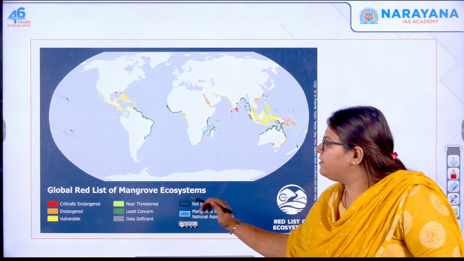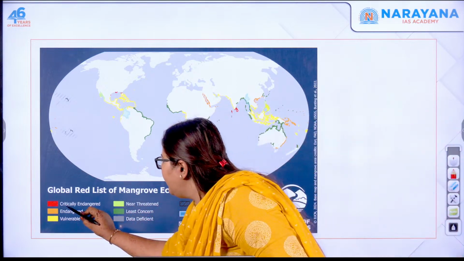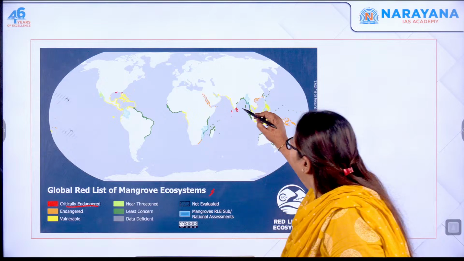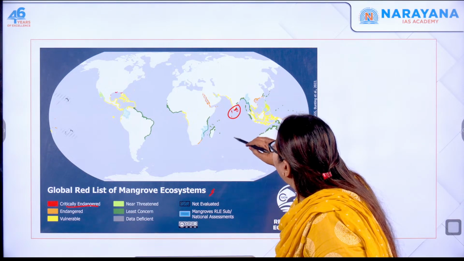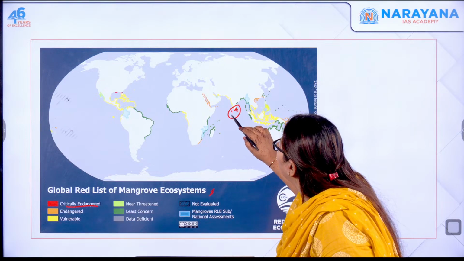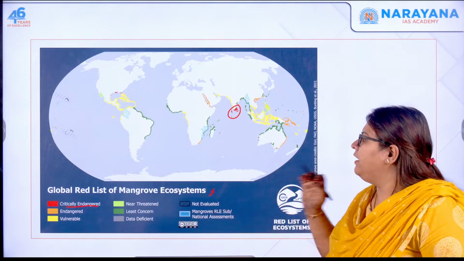If you see, this is the global red list of the mangrove ecosystem. So if you see, the red areas are critically endangered. If you see Sri Lanka and if you see this region of southern India, all these are, and the Lakshadweep as well as the Andaman region, the mangroves are almost critically endangered.